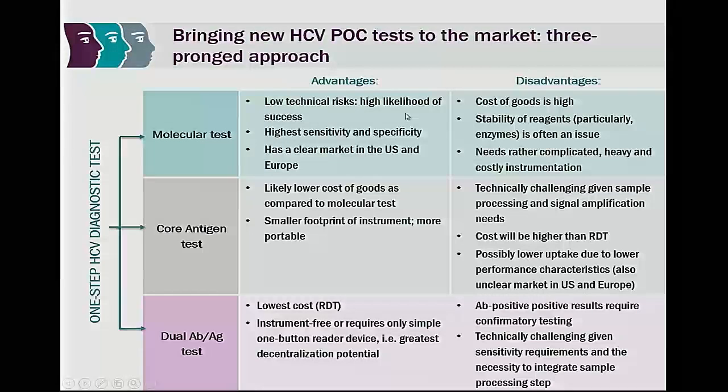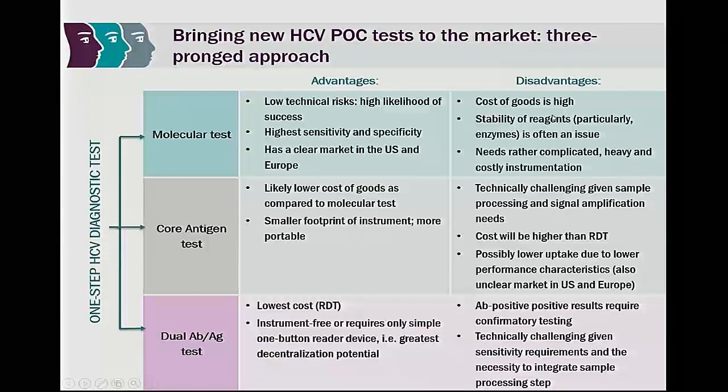And what should those tests really look like. So at FIND, we have adopted this approach and said, okay, let's focus our work on Hep C POC tests, and we are taking a three-pronged approach, I would say a two-and-a-half-pronged approach. But first of all, molecular tests. There we have really low technical risk. We think that it's feasible to make a molecular test from capillary blood with high sensitivity and specificity.